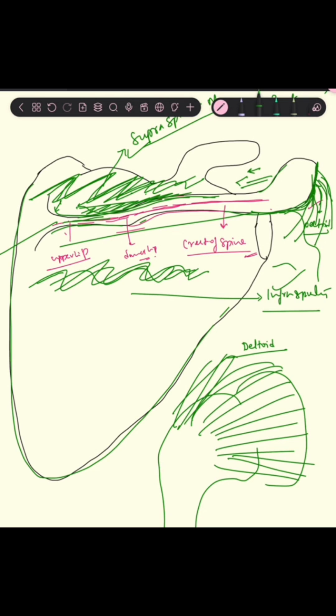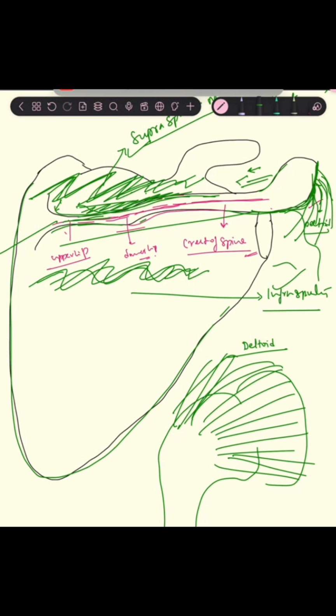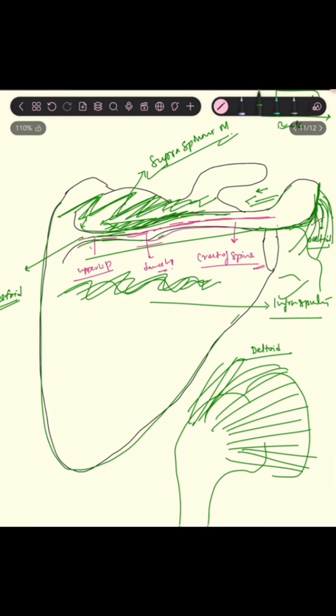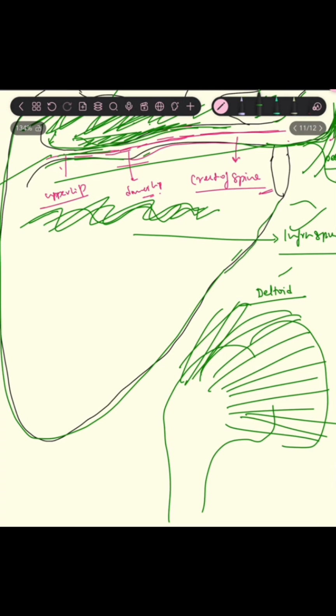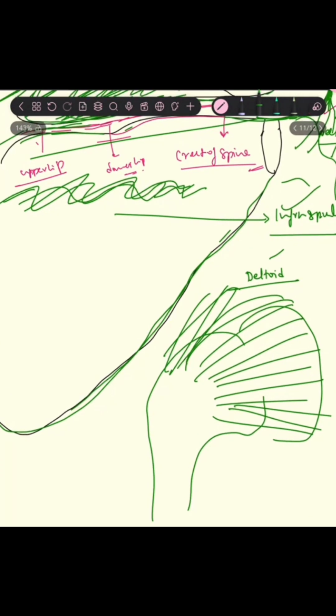Like a cup, like a saucer, it is going to cover the shoulder joint. And the next muscles which are taking origin, apart from the supraspinatus, infraspinatus and the deltoid muscles, we go to the lateral border of the scapula. From the lateral border of the scapula, there are two muscles which are going to take their origin.